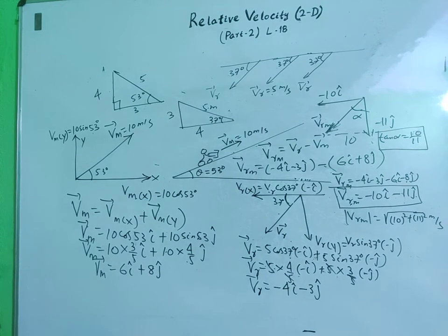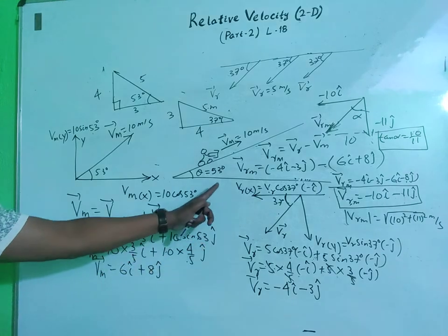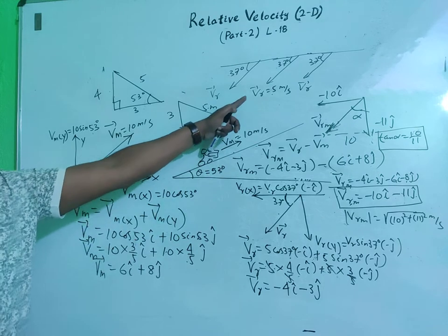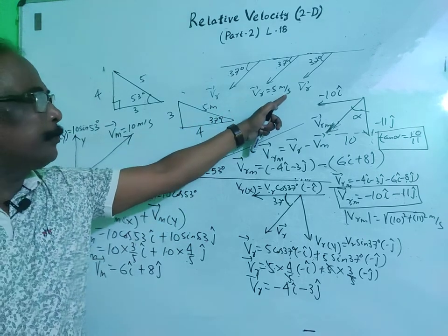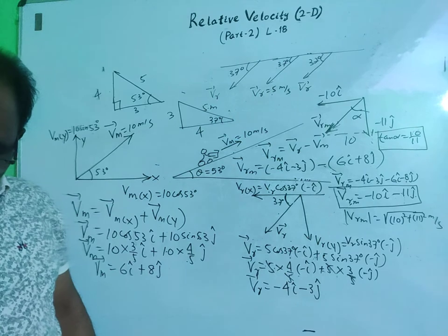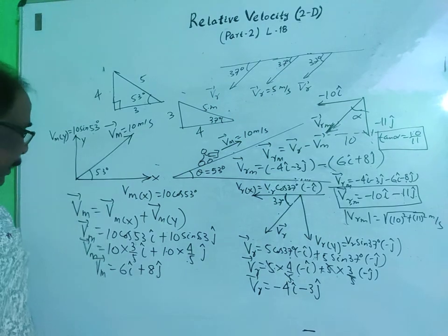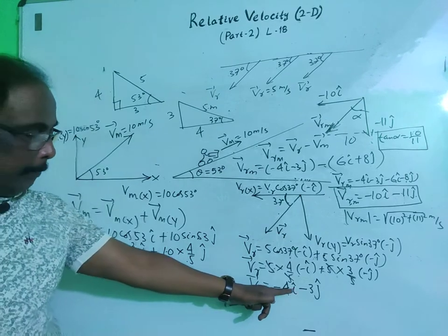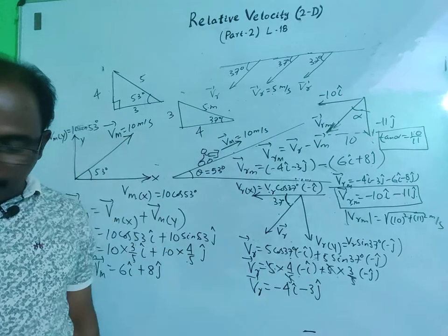I think what you have given, your answer is not matching. Let me see again. 10 meter per second you have given, man is moving with a velocity 10 meter per second. Angle of inclination you have given 53. Yes, this is correct. Velocity of rain you have given 5 meter per second, of course you can take any value, and angle with horizontal is 37. Then velocity of rain is minus 4 i cap minus 3 j cap. This is also correct.